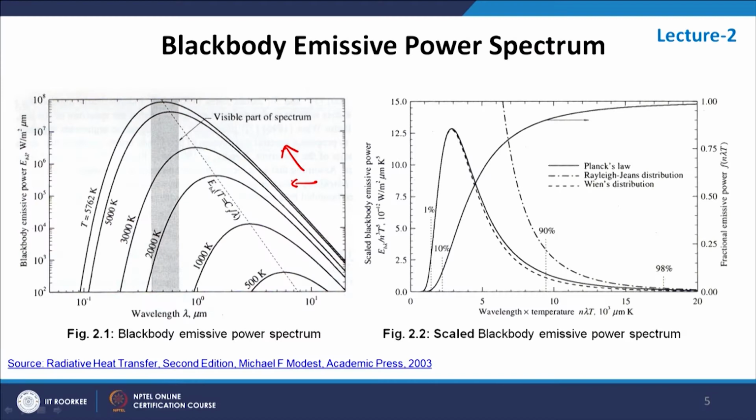On the right side of this slide, what you see is the non-dimensional emissive power as a function of the parameter n lambda T, where n is the refractive index of the medium, lambda is the wavelength in micrometer, and T is the temperature in Kelvin. So, on the x axis is this parameter, and on the y axis we have the parameterized black body emissive power, E b lambda divided by n cube T to the power 5.